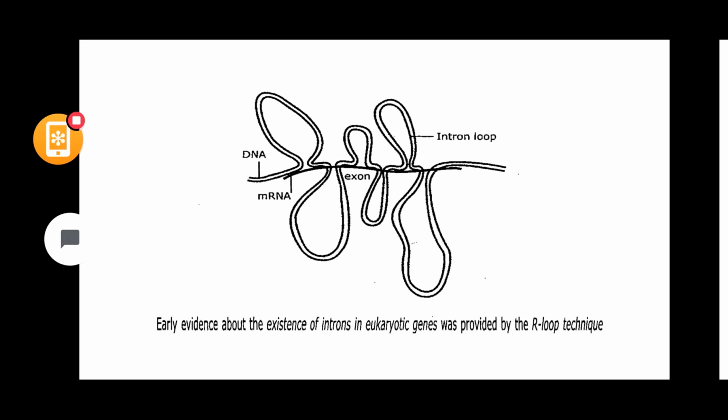So this mRNA only has exon sequences, right? When these sequences match with the DNA sequences, they base pair, and the intron parts do not base pair. It forms a loop structure, a large loop structure. This large loop structure is only the intron. So this experiment helps to find out that the gene is not only having an exon, it is also having an intron. Okay, next slide.